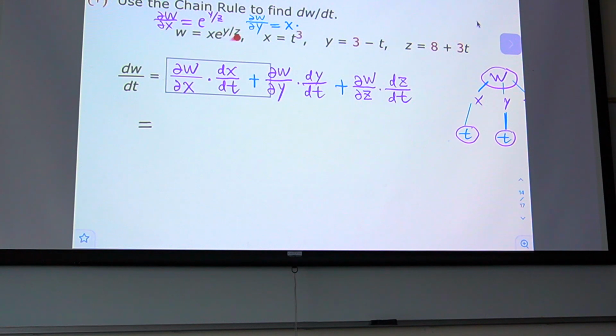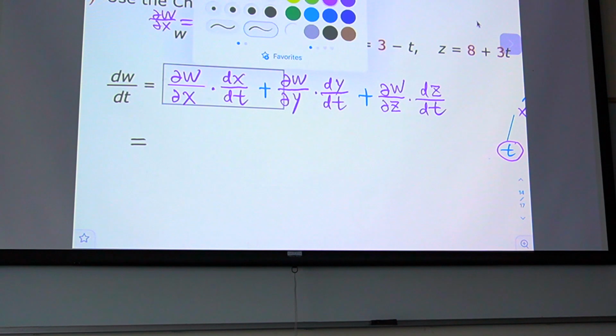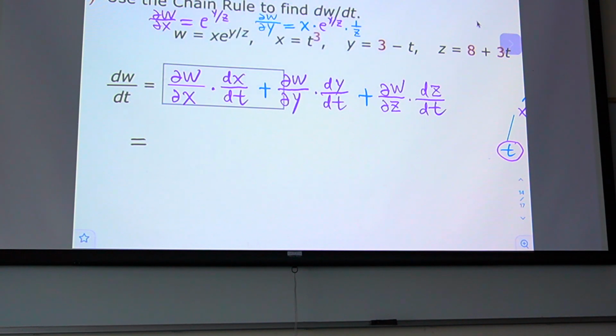And then we differentiate this part with respect to y. Think about z as a constant. The derivative of e to the y over z is the exponential function itself, e to the y over z. But then by the chain rule, you have to multiply by the derivative of the inner function with respect to y. What's the derivative of y over z with respect to y? It's 1 over z, which is considered a constant. So times 1 over z. You got it. Very nice.